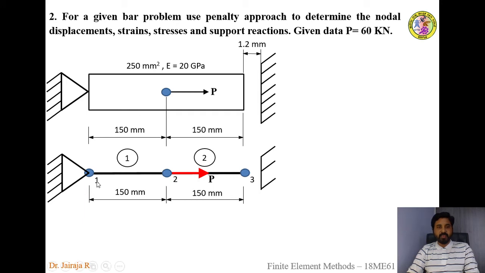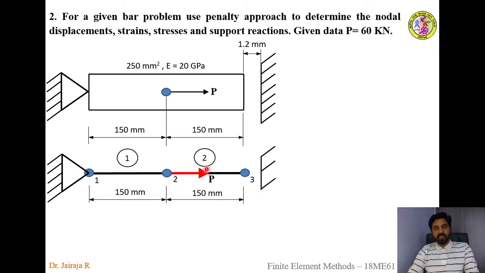So here we can see we need to resolve this into two elements and number the nodes. There are three nodes, node 1, node 2 and node 3, and element 1, element 2. Node 1 is fully fixed. Here the load is applied at node 2.